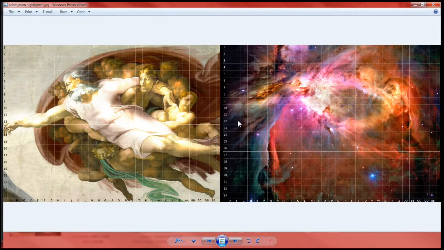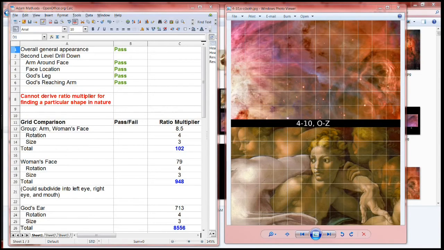So now we've established how that's going to be done, let's start doing some grid-to-grid comparisons. Okay, so I've created a spreadsheet so that we can keep track of the numbers, keep track of the pass-fail here.